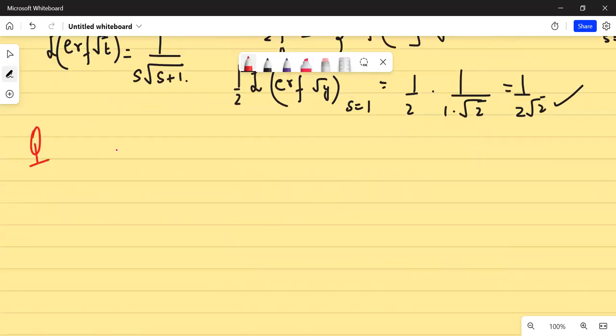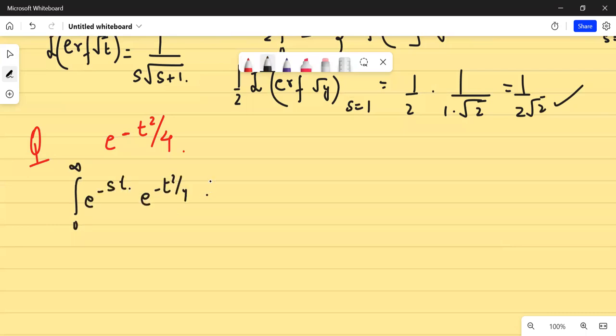What would be the Laplace transform of e to the power minus t square by 4? So it would be equal to what? I should write it here. It would be equal to integration 0 to infinity e to the power minus st into e to the power minus t square by 4 dt. And this I'll write as 0 to infinity e to the power minus of s plus t by 2 whole square dt.